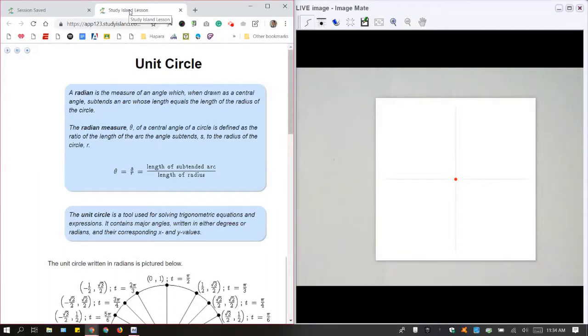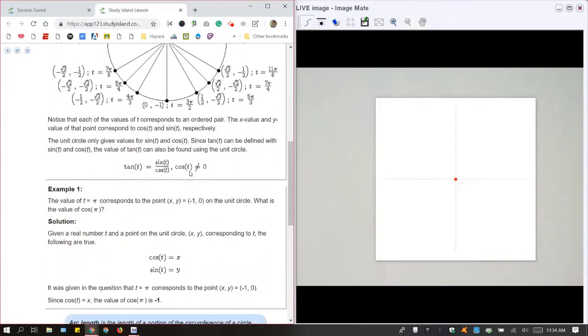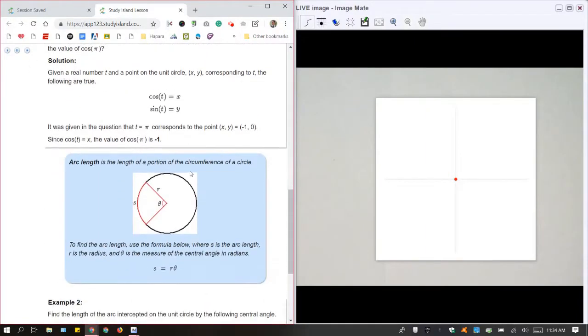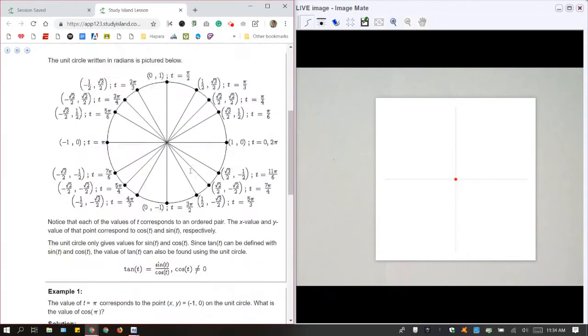This is the Study Island topic unit circle that I'll be helping you with. First thing you should do is open the lesson tab next to your practice problems. This will be a handy reference and you'll be able to use it for a lot of these problems. So please open up the lesson tab.